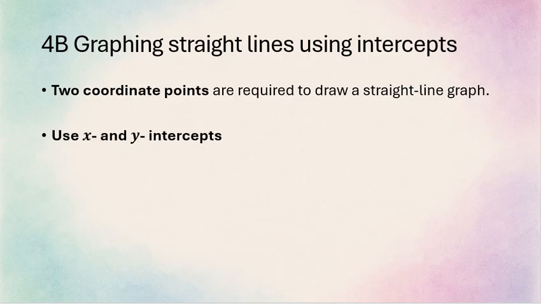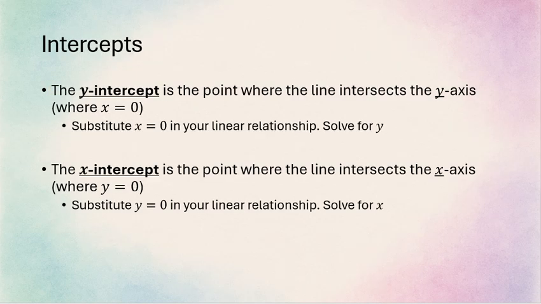So this is it, okay? Two coordinate points. That's all you need. X and Y intercepts. That's it. Now, just to re-clarify what the intercepts are, okay? So there's two types, X and the Y. Let's just talk about the Y first.